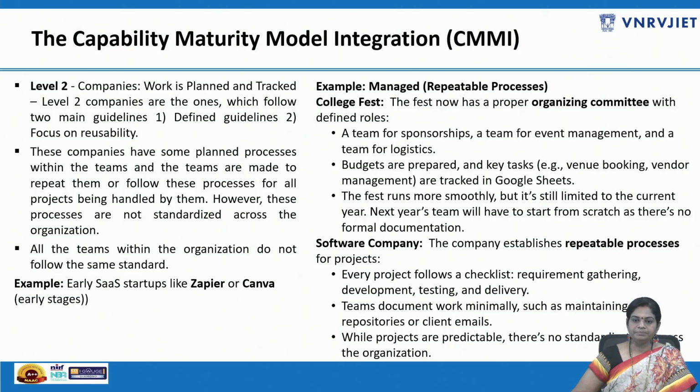Coming to the software company, the company establishes repeatable processes, and they now follow a checklist for everything: requirement gathering, development, testing, and delivery. Teams document work minimally, such as maintaining repositories and client emails. That's it. There is no documentation with respect to testing, how the requirements are gathered, or the system specification document; they are not maintaining all those things as of now. But the point to be noted is that projects are predictable even though there is no standardization in the organization.